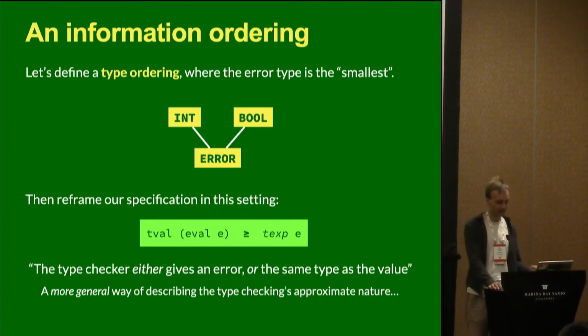So here you can sort of see that the type checker might give the type that we're looking for, but it's also allowed to give something which is less specified. In this initial set of types, that's just going to be error, but you could look at, you know, more complicated type systems as well.